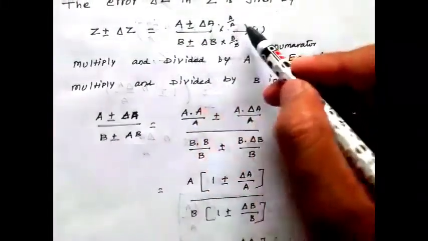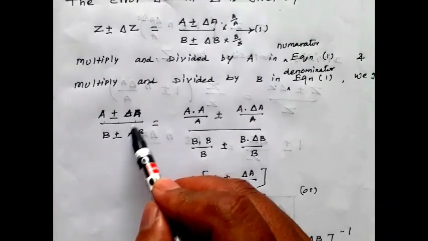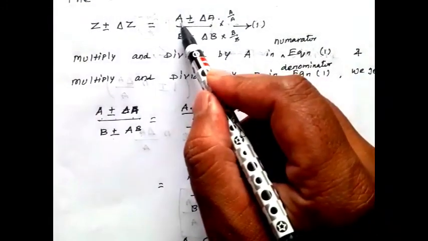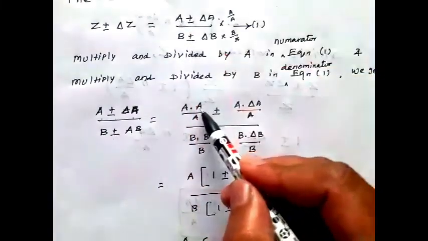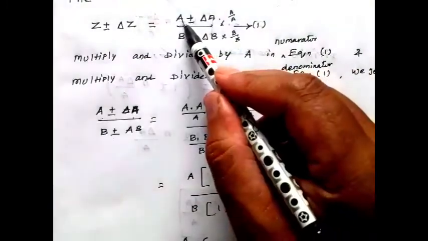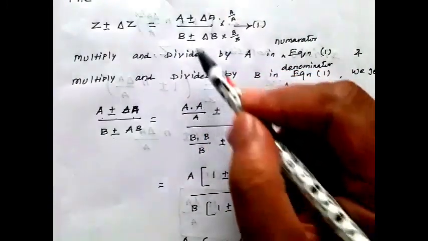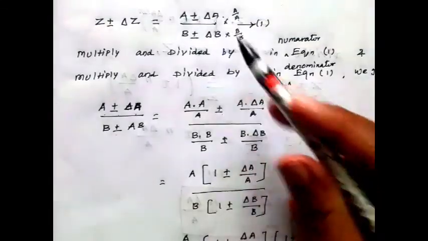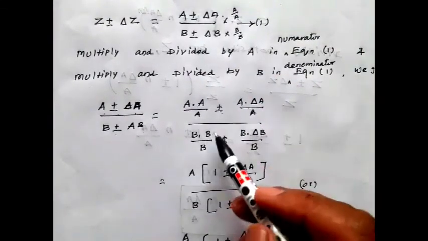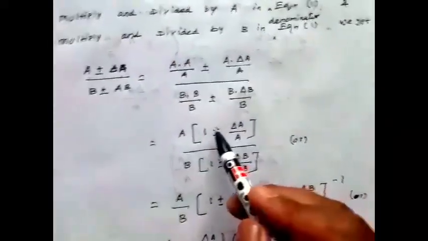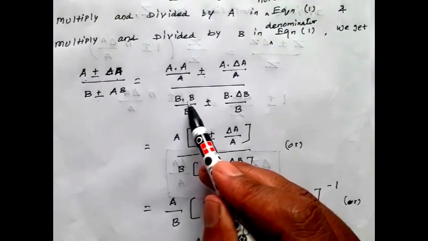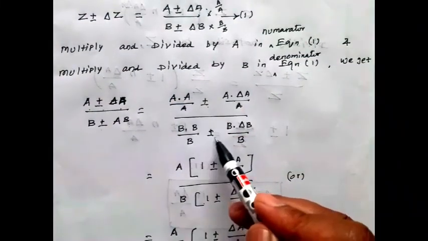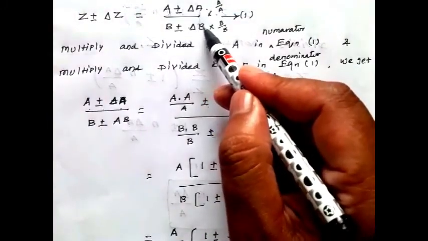So what is the simplification? A plus or minus del A by B plus or minus del B is equal to, multiplying A inside, A into A by A plus or minus A into del A by A, divided by B into B by B plus or minus B into del B by B. See the screen, you can see it there.